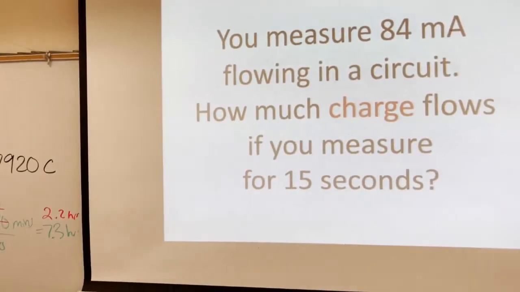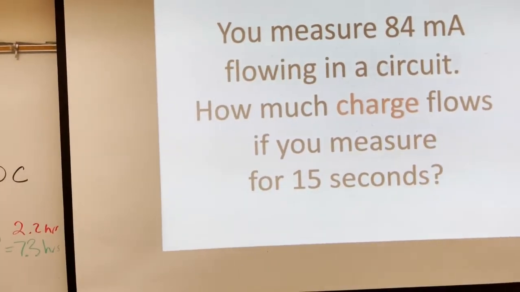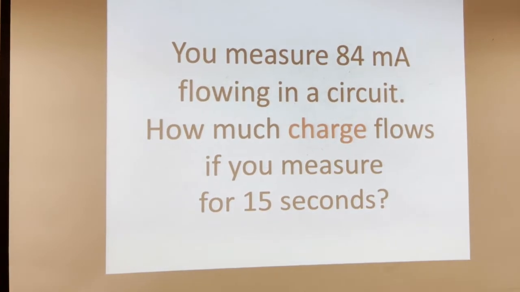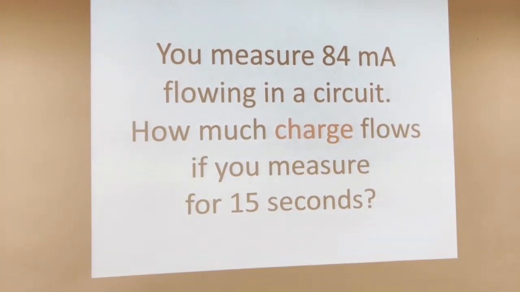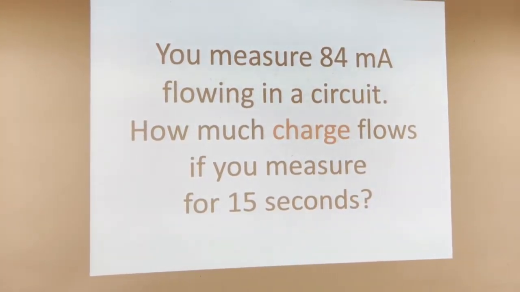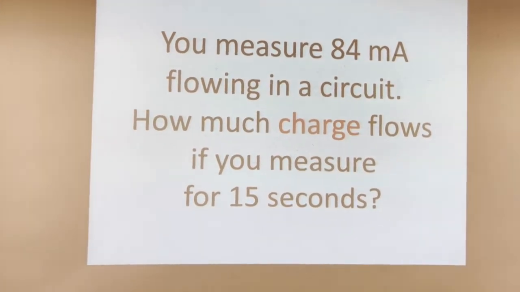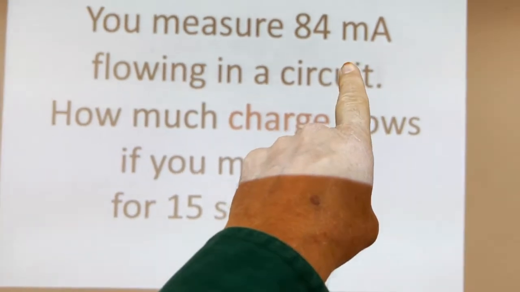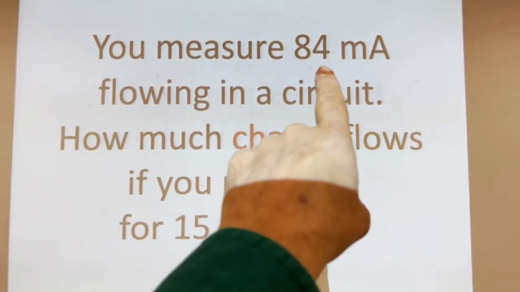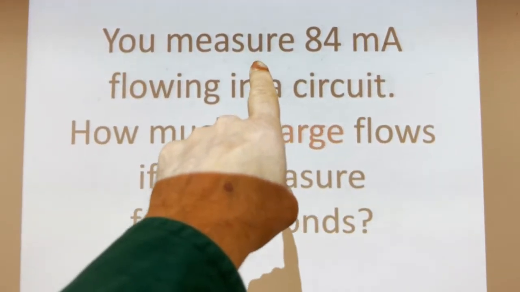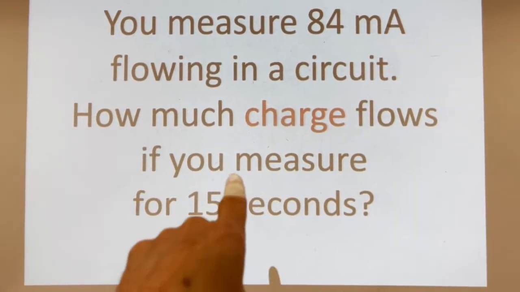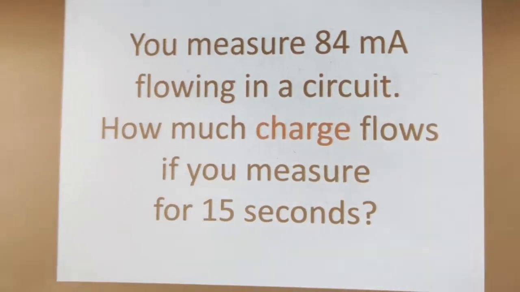Boys and girls, do this on your own. We did it a moment ago. Give this a shot. Ms. Moore is going to show you if you've done it right or wrong, but give this a shot yourself. Milliamps are the units of current, and you have to move the decimal three places to make it into amps. And seconds are the units of time.